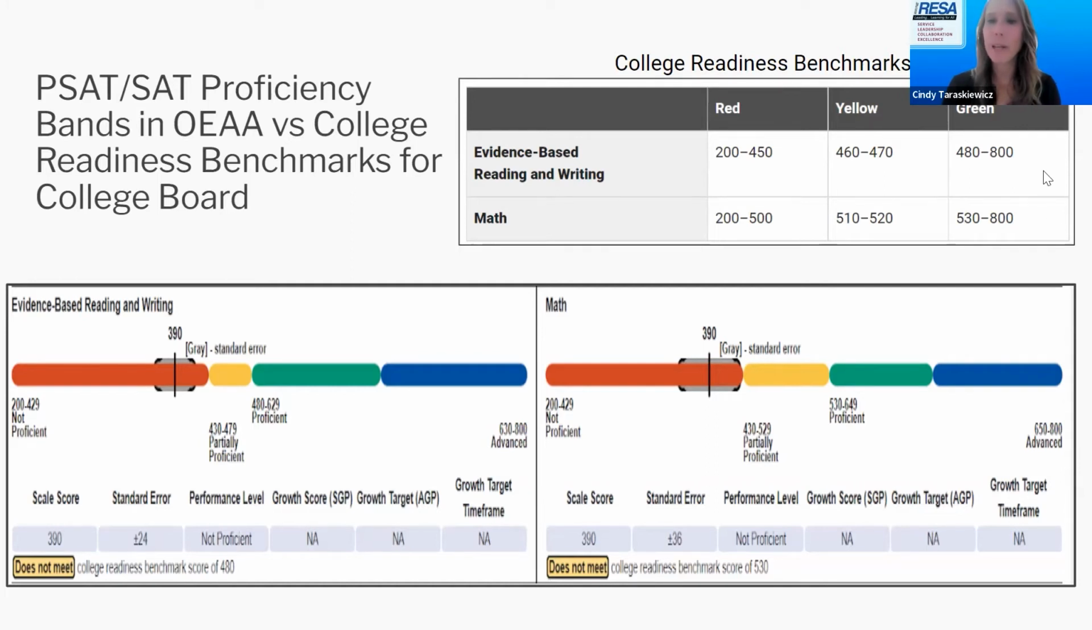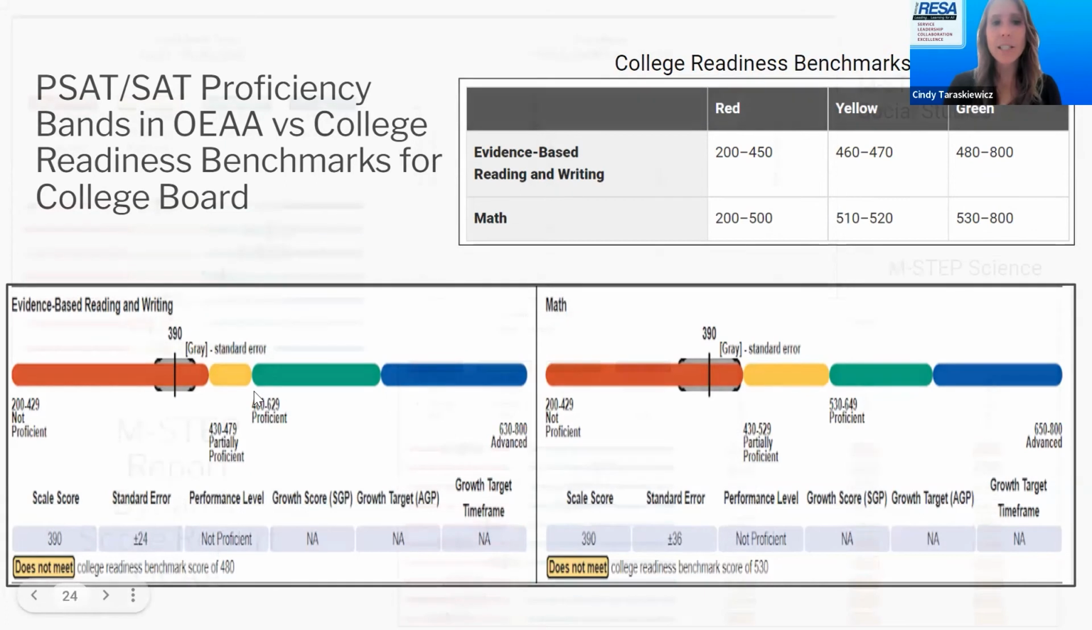MDE, to keep with M-STEP reporting with the 4 proficiency bands, broke down the scale score into a 4 performance band score. So what they did was they took the green benchmark performance proficiency 480 for evidence-based reading and writing, and they made that the green performance proficiency band with the 4 skill performance band, and then above that would be advanced.